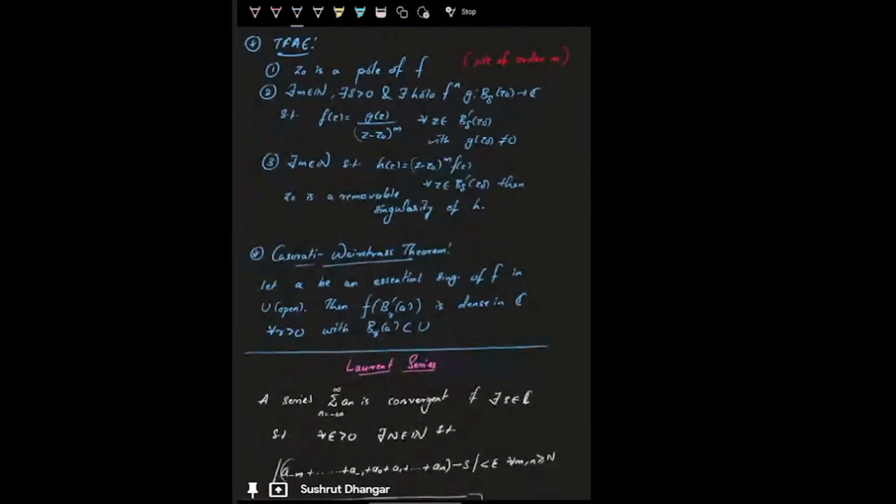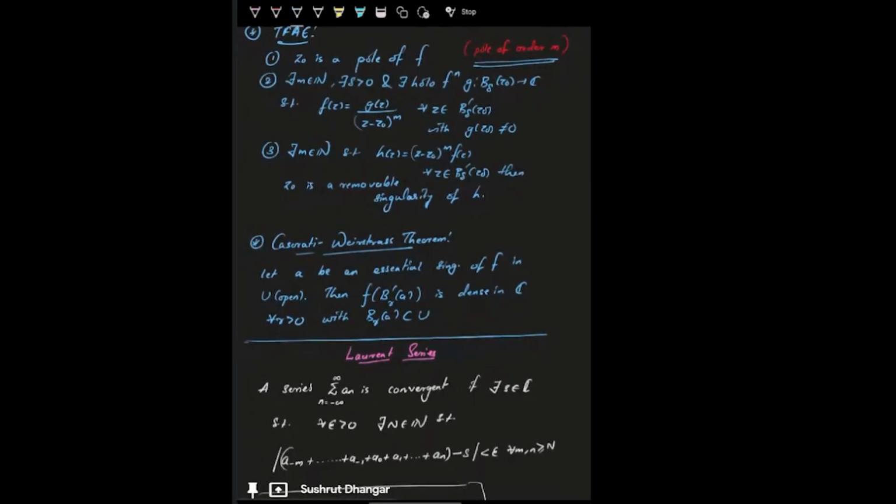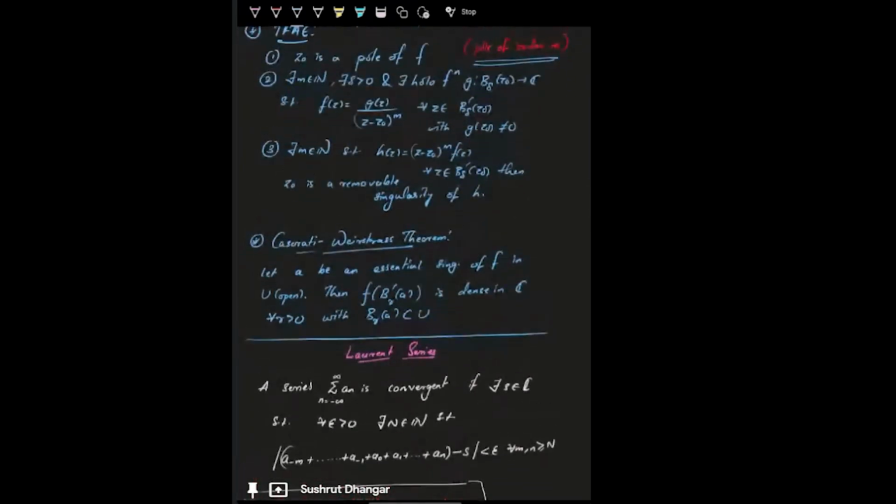Now let's see some equivalent statements for a pole of a function. So z naught is said to be a pole of f, particularly a pole of order m, if there exists m in naturals and a delta positive, and there exists a holomorphic function g defined on the delta neighborhood of z naught to C, such that f(z) is equal to g(z) by (z minus z naught) to the power m, right, for every z in the delta punctured disk about z naught, with g(z naught) not equal to 0. So these equivalent statements are not hard to prove, one can easily prove them.